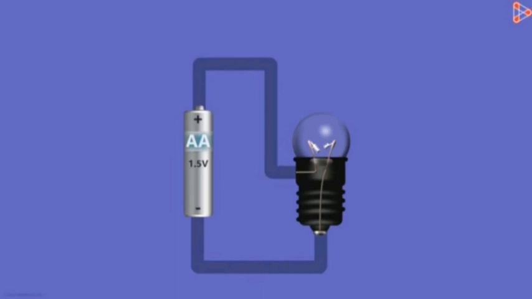So this indicates that as long as a circuit is complete, electric current will keep flowing through it. But if somehow the circuit is broken, electric current will stop flowing and the bulb or any other electrical components will not work. So this is all about today's topic.